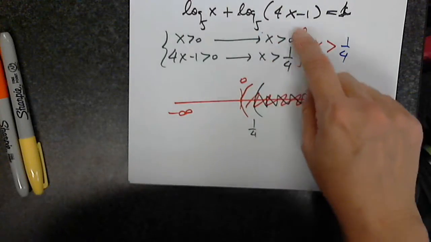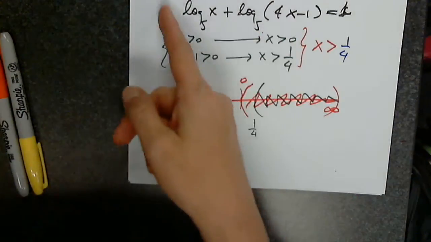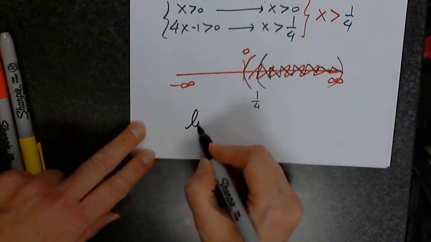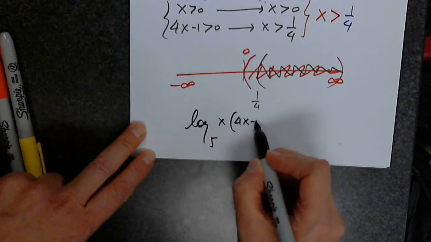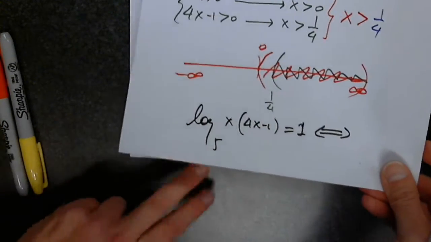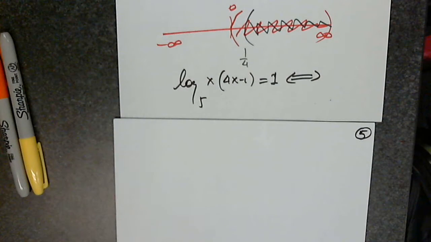That's why we learn to condense for the equations. Can anyone tell us what to write instead of this? I want one log. Log base 5, and you put x times parentheses. Very good. It's the product. Log plus log changes into log of the product. Excellent. So then I want to convert this into an exponential equation.